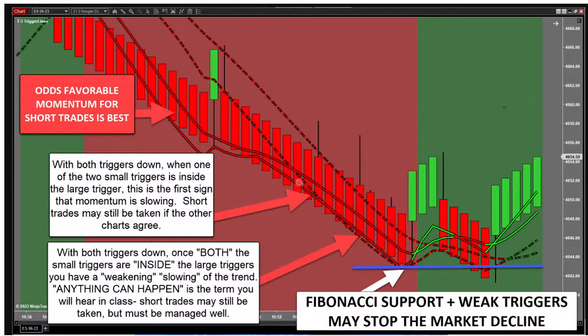Kind of teetering on the brink. This is the first sign that momentum is slowing. You can visually see it on a large chart. You can still go short if the other charts agree, but it's no longer a high probability trend trade.